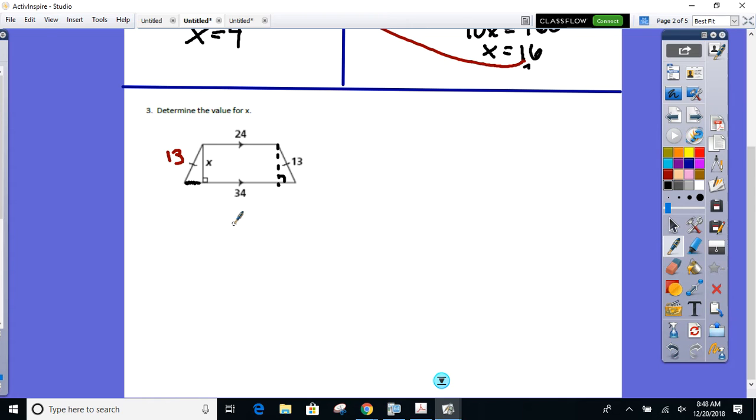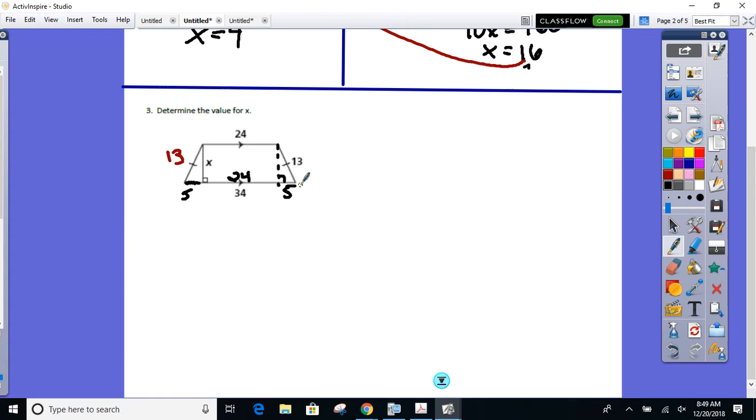Why is that helpful now? 24, what's the opposite side of this rectangle I just created? 24. How much is left over? 10, to divide up evenly between these two triangles. So yes, 5 and 5.